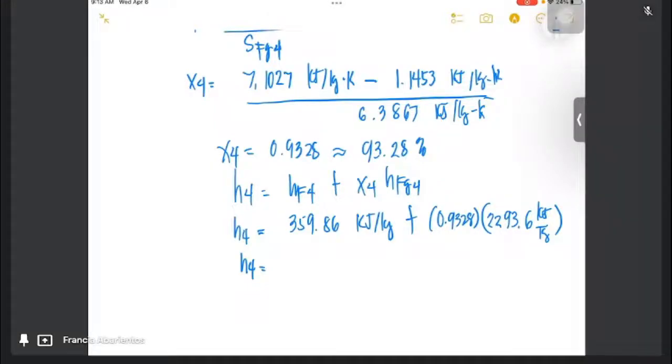So this is the property wherein it will leave now the turbine. Kaya turbine exhaust. Yung iba, 86 plus 0.9320. Okay, so lahat ng participate recorded yan last. Nare-record kung sino nagpa-participate. We have now 2499.33 kilojoule per kilogram.